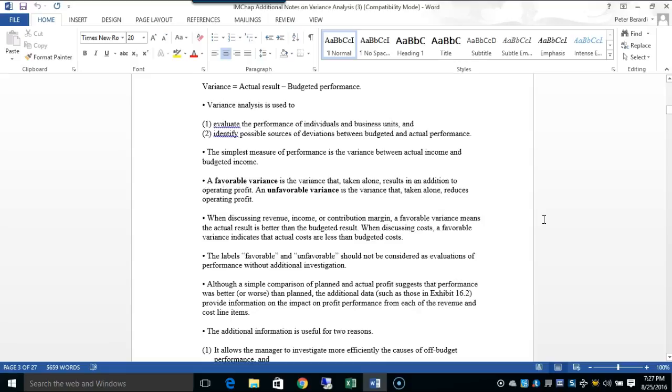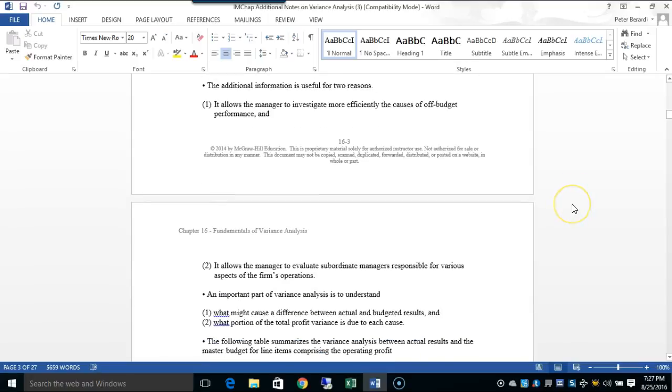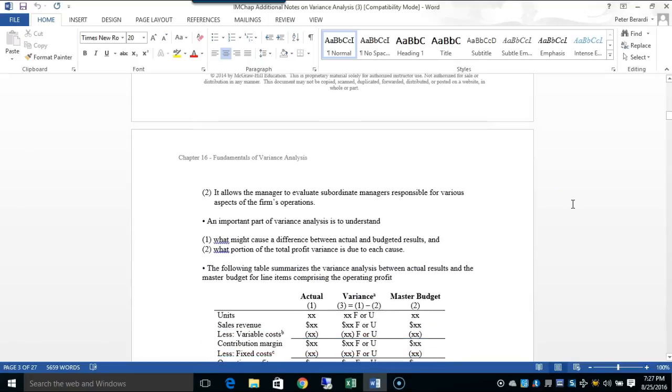The labels of favorable and unfavorable should not be considered as evaluations of performance without additional investigation. An important part of variance analysis is to understand what might cause a difference between actual and budgeted results, and what portion of the total profit variance is due to each cause.